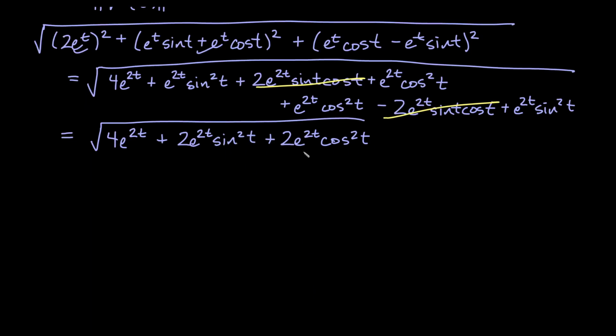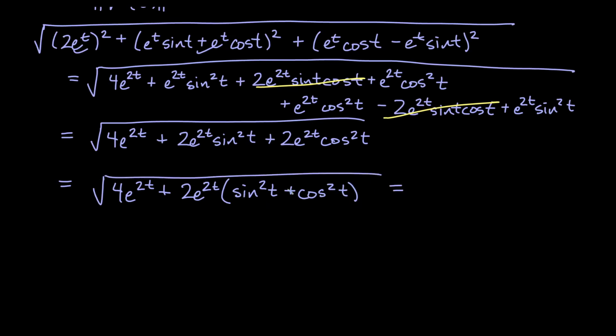Now we've got some simplifying still to do here. Notice we have a sine squared t and a cosine squared t. So let's go ahead and think of this as 4e to the 2t plus 2e to the 2t factored out from sine squared t plus cosine squared t terms. So if we put a root over all of that, now we know that this is 1 here because of the Pythagorean identity. So we really get the square root of 6e to the 2t, and we can split that up as the square root of 6, and then e to the 2t, the square root of that would actually be e to the t. So we get root 6 times e to the t for our magnitude of r prime.